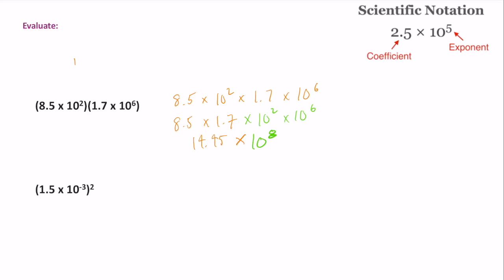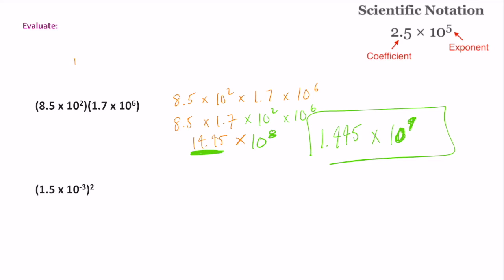Now, last step. Remember, we need this in scientific notation. So we can't have 14.45. We need that to be 1.445, right? And so now the question is, what are we doing to the decimal place, right? So how do I move that 1 back over? So it's actually going to be 10 to the 9th, right? We're going to have to multiply that by 10 to the 9th to get it back to its original amount.